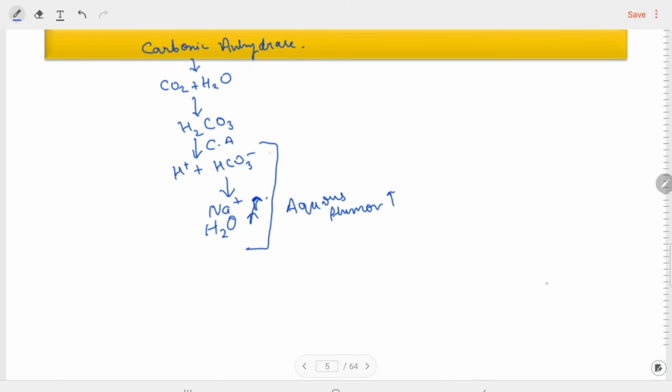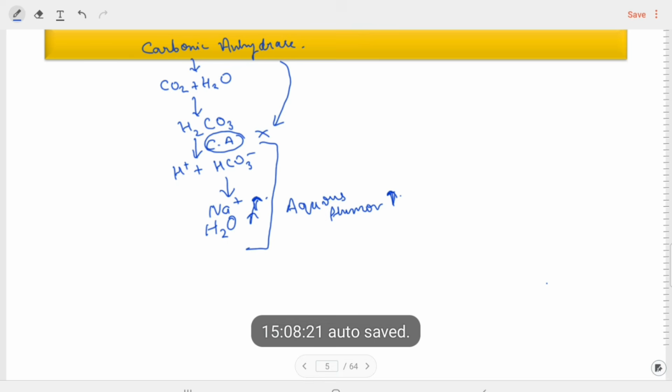So if we block that carbonic anhydrase enzyme, that will lead to decreased production of the aqueous humor, and the drugs which are called carbonic anhydrase inhibitors are acetazolamide, dorzolamide, and brinzolamide.